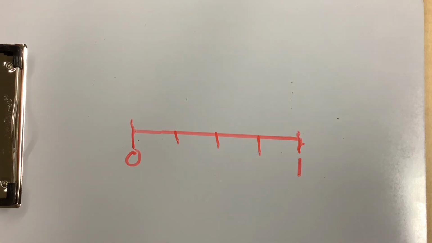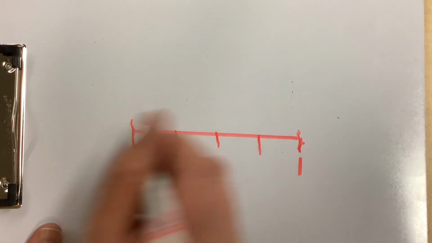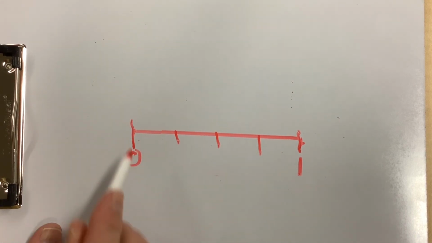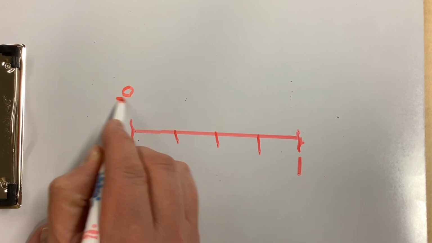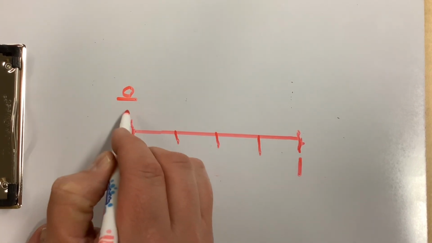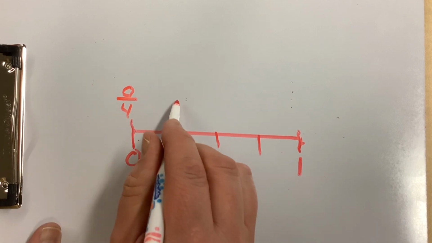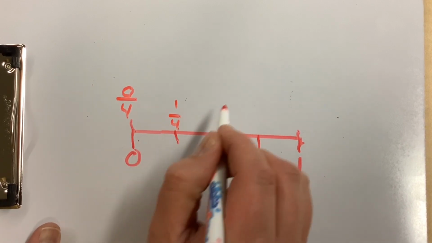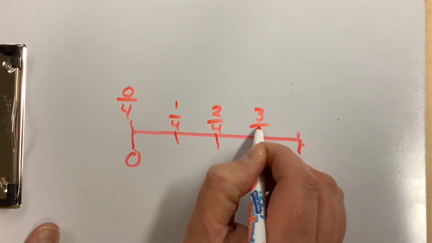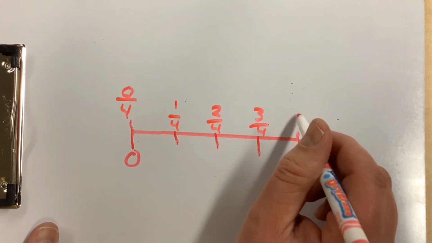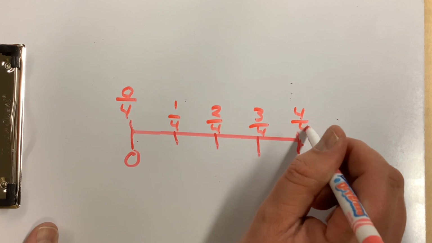All right, if you labeled those correctly, you would know that if we were to label this 0, what do you think it would be? Here's the cool thing. That would be 0, since we split it into 4 pieces, fourths. Then we have 1/4, 2 fourths, 3 fourths, and my whole is going to be 4 fourths.